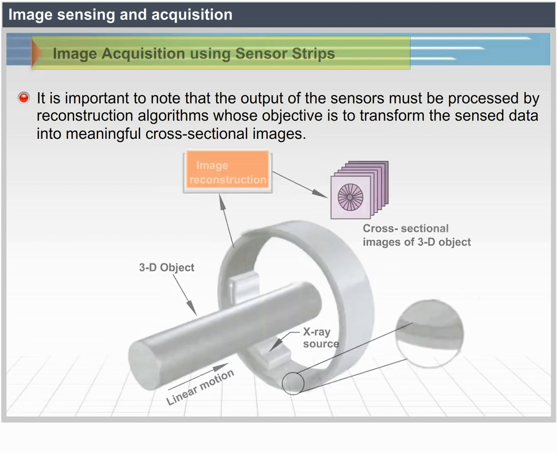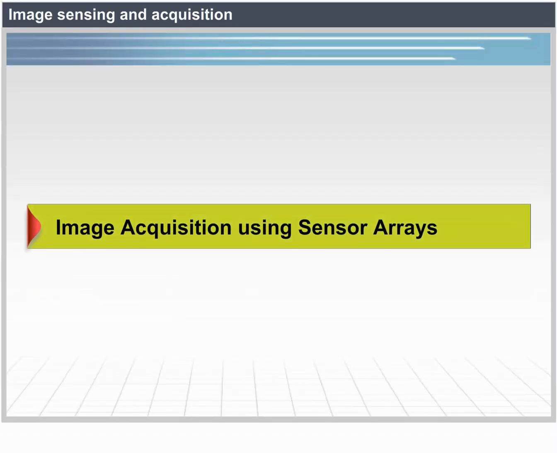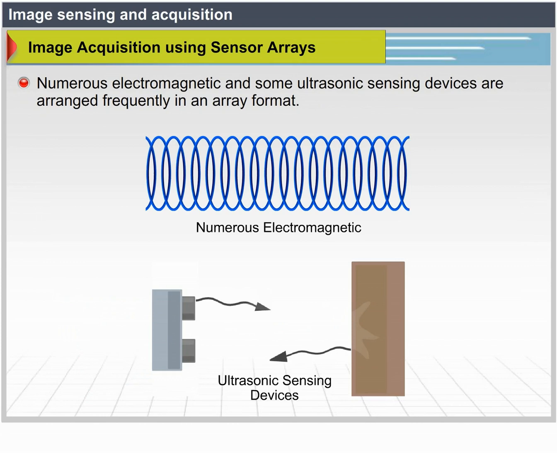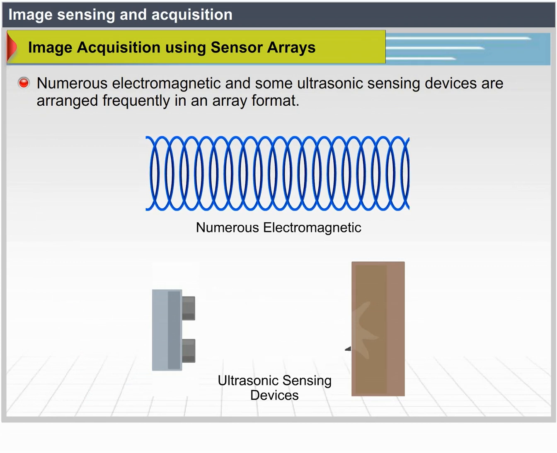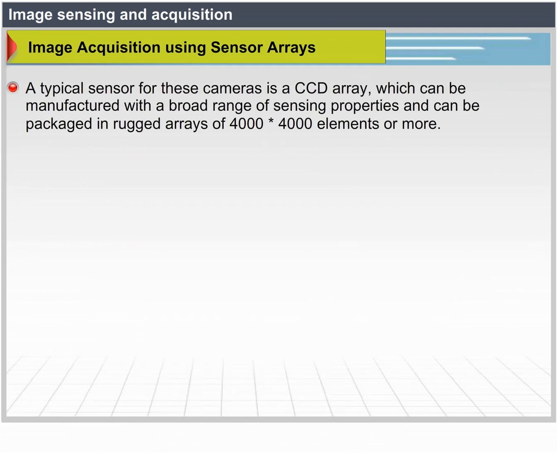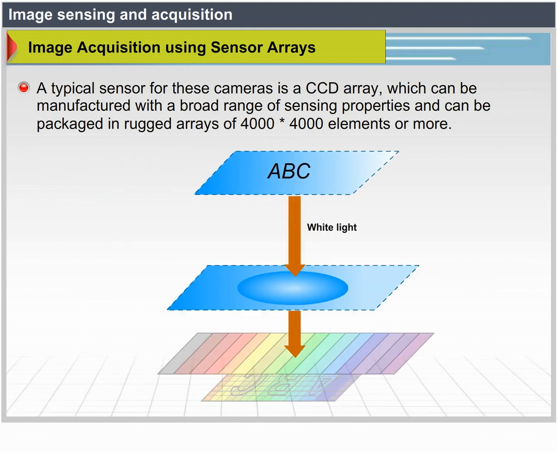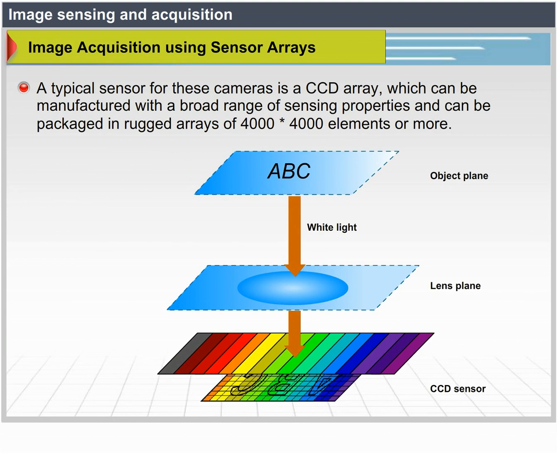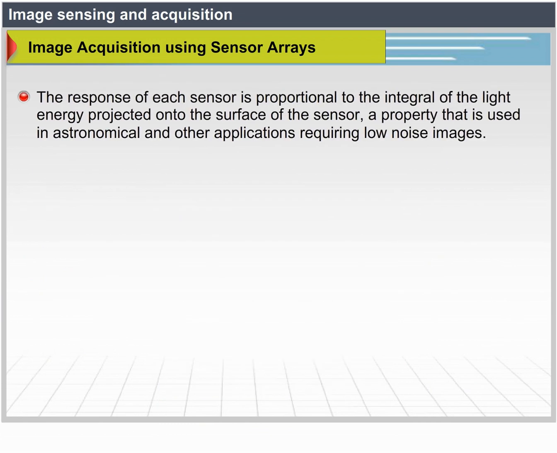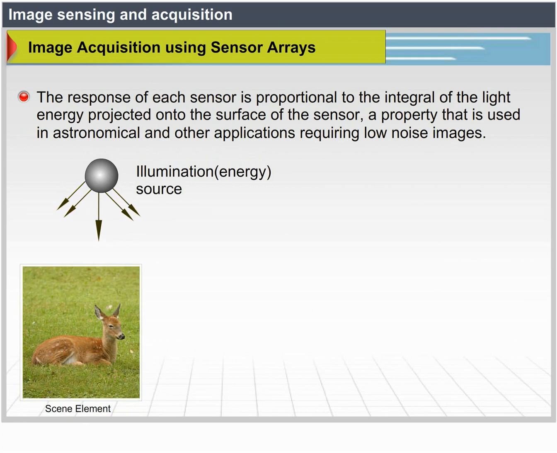Image acquisition using sensor arrays. Individual sensors can be arranged in the form of a 2D array. Numerous electromagnetic and some ultrasonic sensing devices are arranged frequently in an array format. This is also the predominant arrangement found in digital cameras. A typical sensor for these cameras is a CCD array, which can be manufactured with a broad range of sensing properties and can be packaged in rugged arrays of 4,000 by 4,000 elements or more. CCD sensors are used widely in digital cameras and other light sensing instruments. The response of each sensor is proportional to the integral of the light energy projected onto the surface of the sensor, a property that is used in astronomical and other applications requiring low noise images.